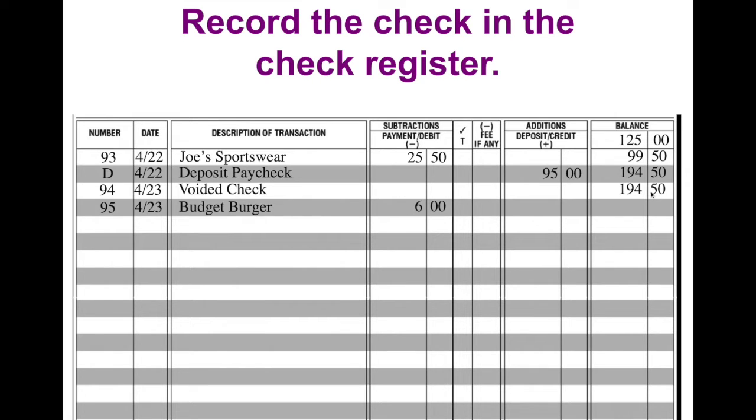Next, we will figure out our balance. We take $194.50 minus the $6, and we come up with $188.50 in our checking account.